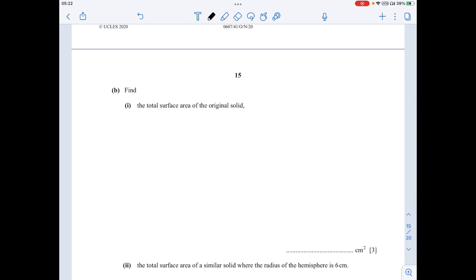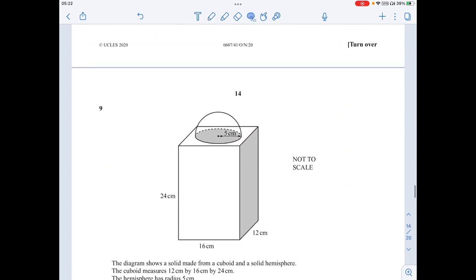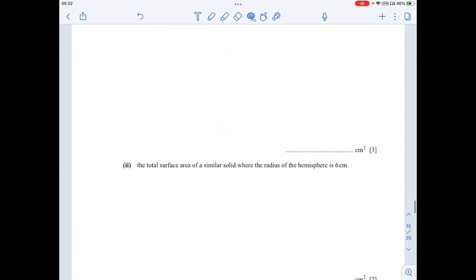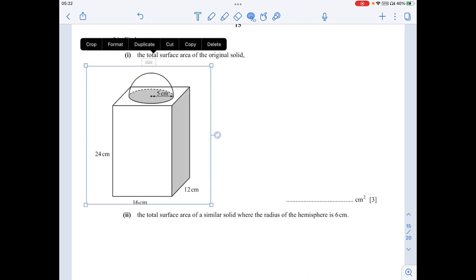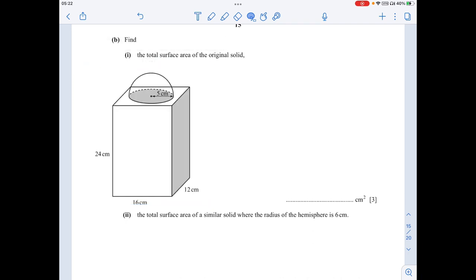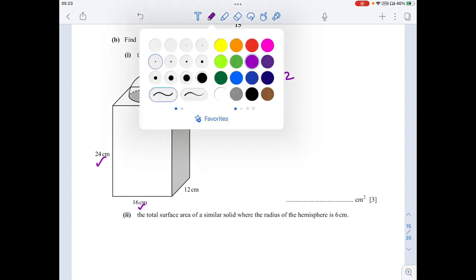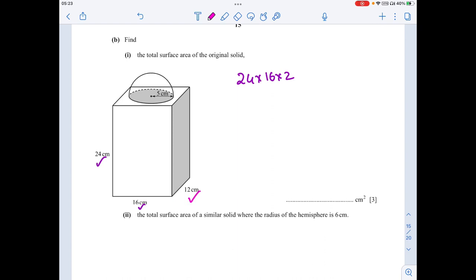Next, find the total surface area of the solid. So for that, what should I do? Let me copy down this diagram over here so that it is easy to write. Let us see first. 24 times 16 is the front face, and it is 2 times, front and the back. Then 12 times 24, this side is also 24, which is also 2, on the left side and the right side. 24 times 12 times 2 is the left side and the right side. Then top and the bottom.